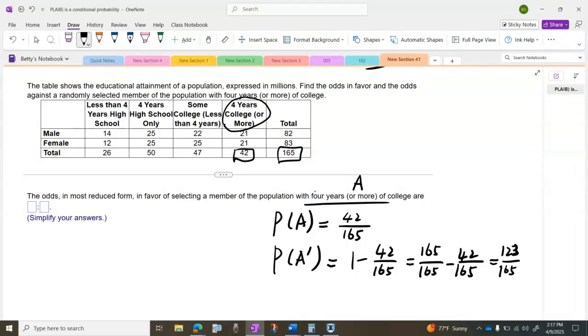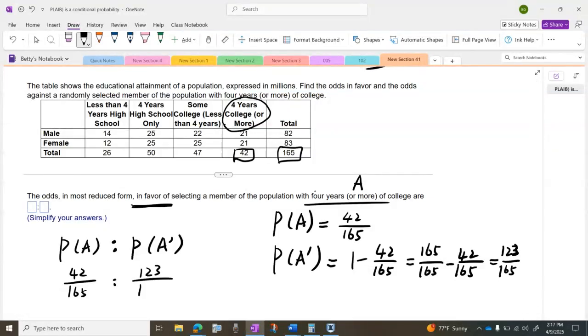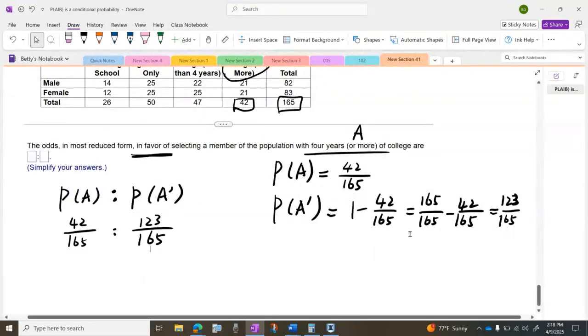So the odds in favor of A would be P of A to P of A prime. P of A is 42 over 165. P of A prime is 123 over 165. Purposely keeping the same denominators has a benefit, because we can just get rid of them. Then we have 42 to 123.